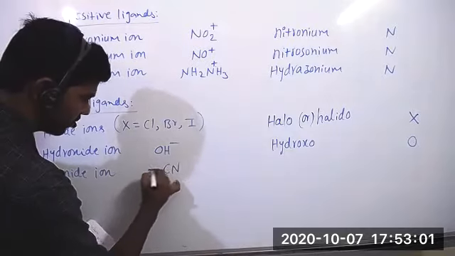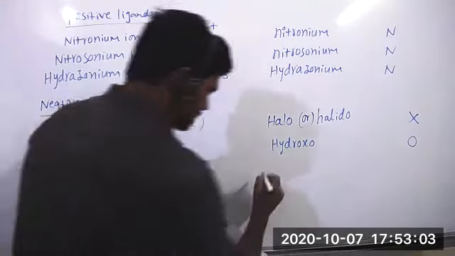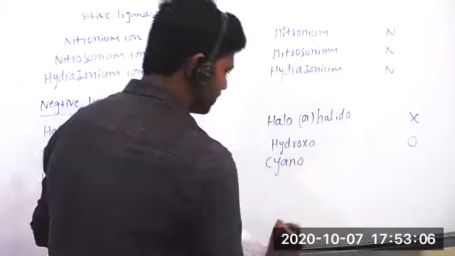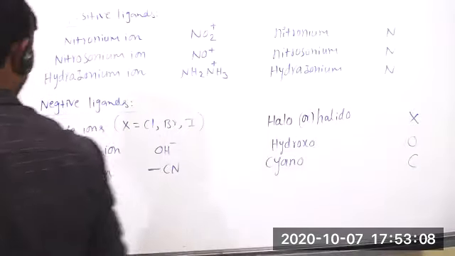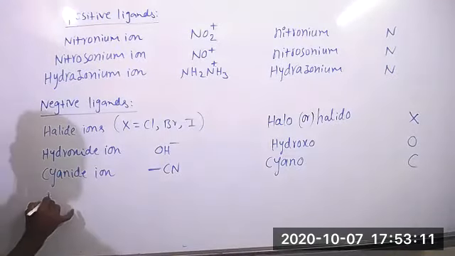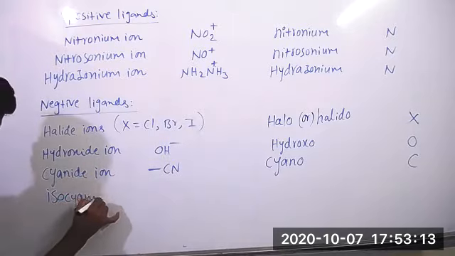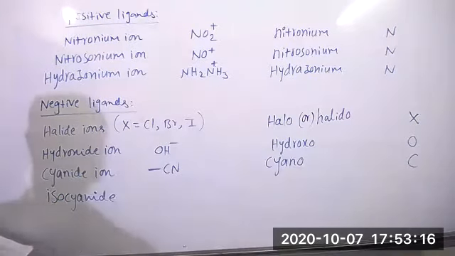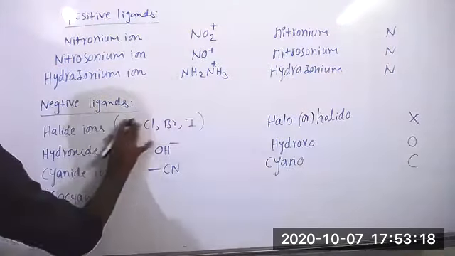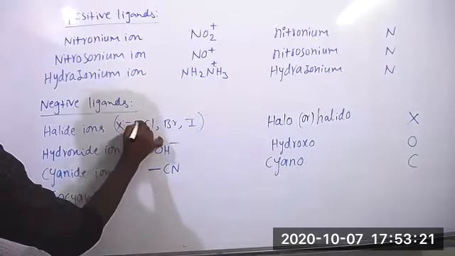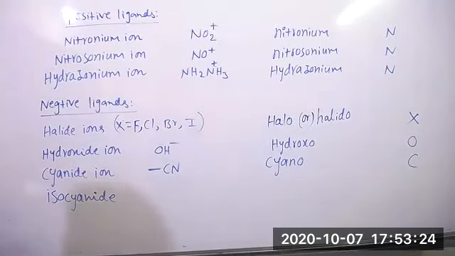CN minus. We're calling cyano. Carbon is linked to central metal atom. Next one, isocyanide. F will not come in halide ion; in very rare cases it comes. You can include F also. Isocyanide, same, but here nitrogen is linked to central metal atom. This is isocyano. Nitrogen linked to central metal atom.